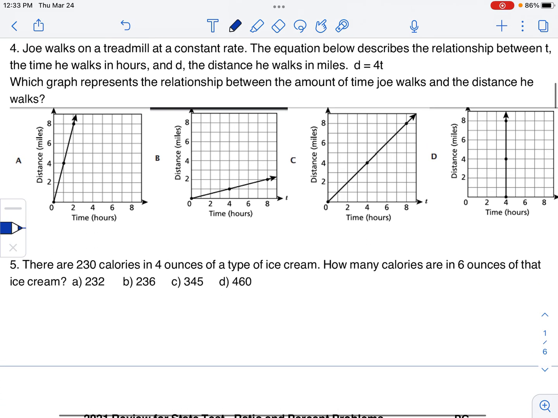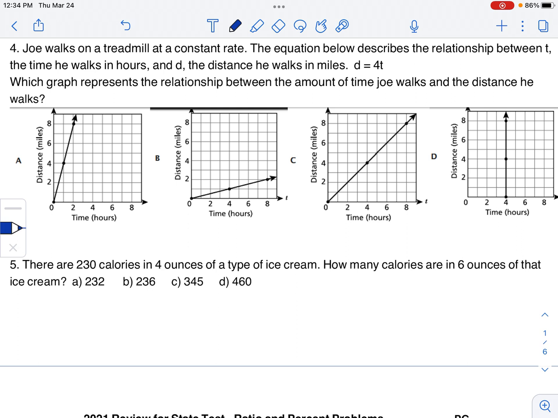Number 4. Joe walks on a treadmill at a constant rate. The equation below describes the relationship between T, the time he walks in hours, and D, the distance he walks in miles. D equals 4T. Which graph represents the relationship between the amount of time Joe walks and the distance he walks?